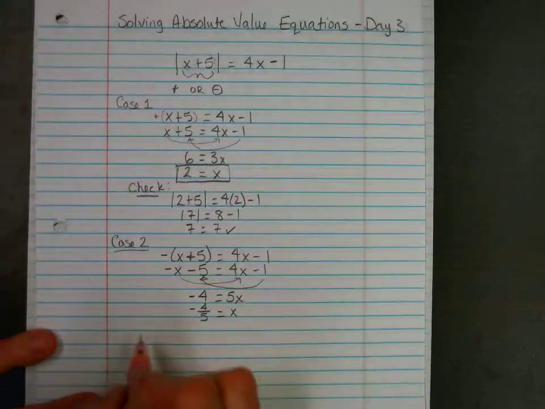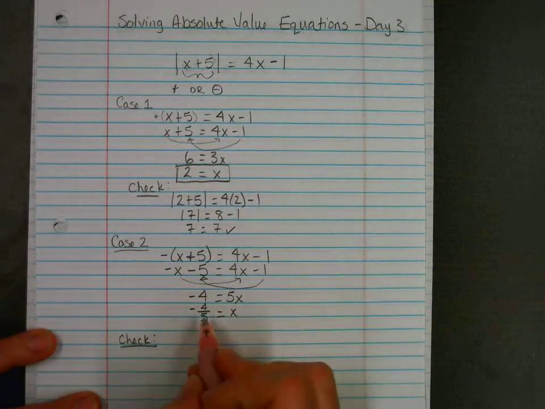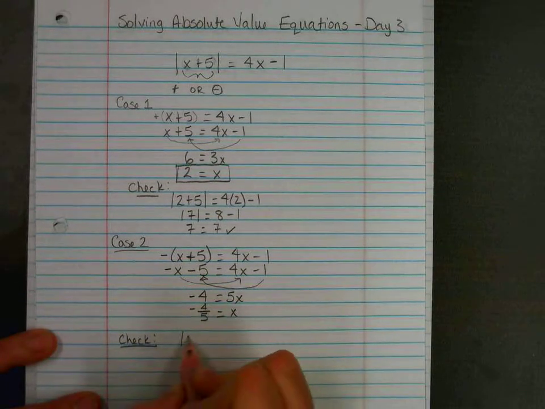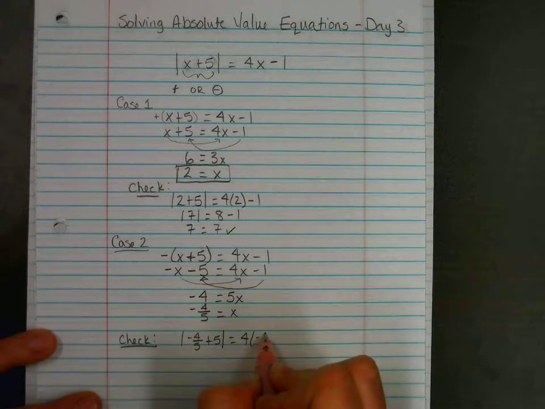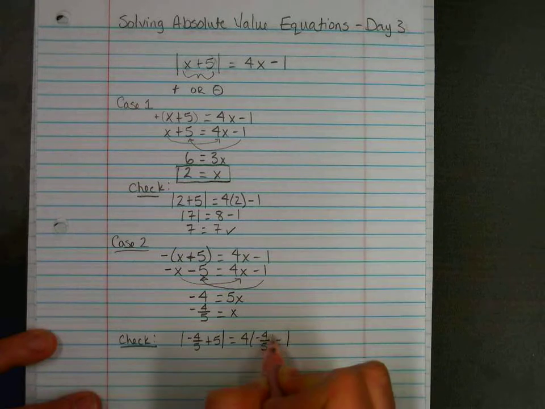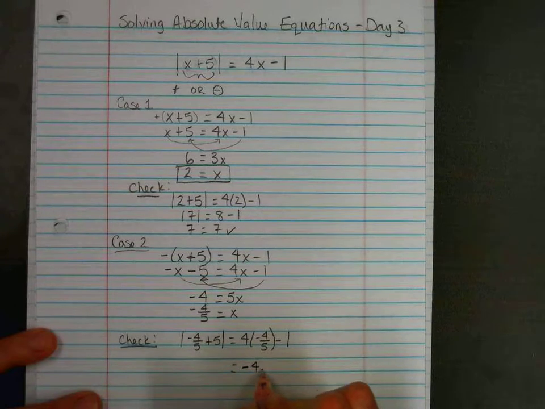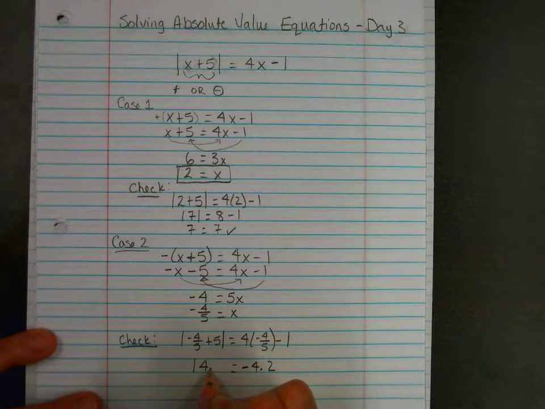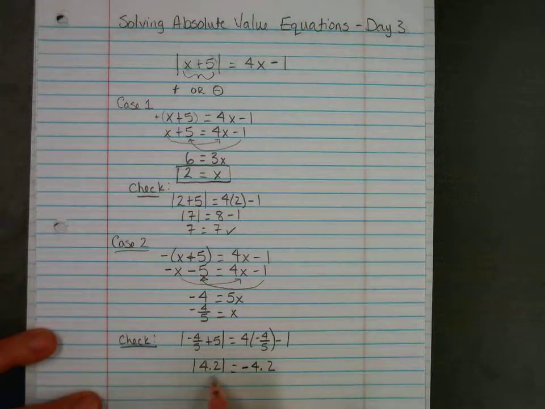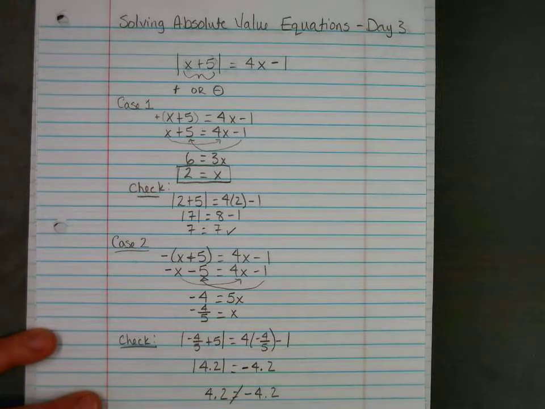Well, again, I have to check this answer. Okay, so when I check this, I'm going to take the absolute value of negative 4/5 plus 5. This should equal 4 times negative 4/5 minus 1. Well, on this side, we end up with approximately 4.2. On this side, we get a negative 4.2. But when I take the absolute value of this, we end up with a positive. On this side, we have a negative. Therefore, these are definitely not equal to each other.